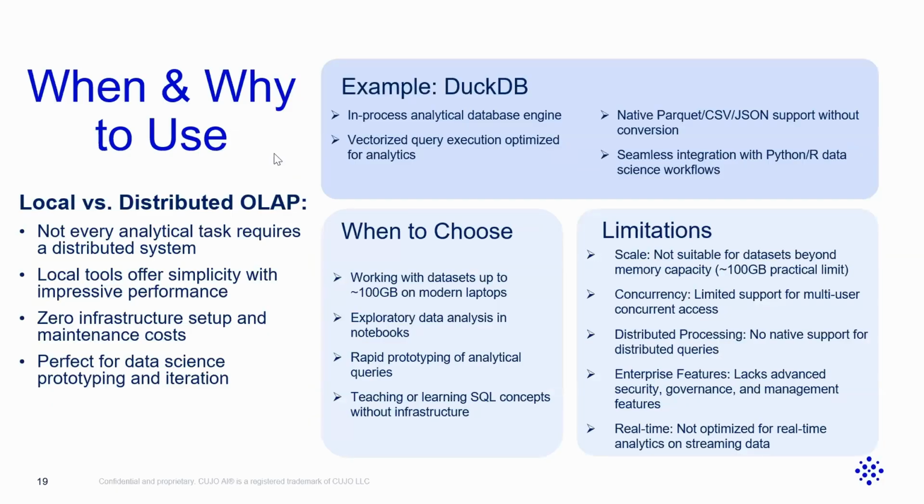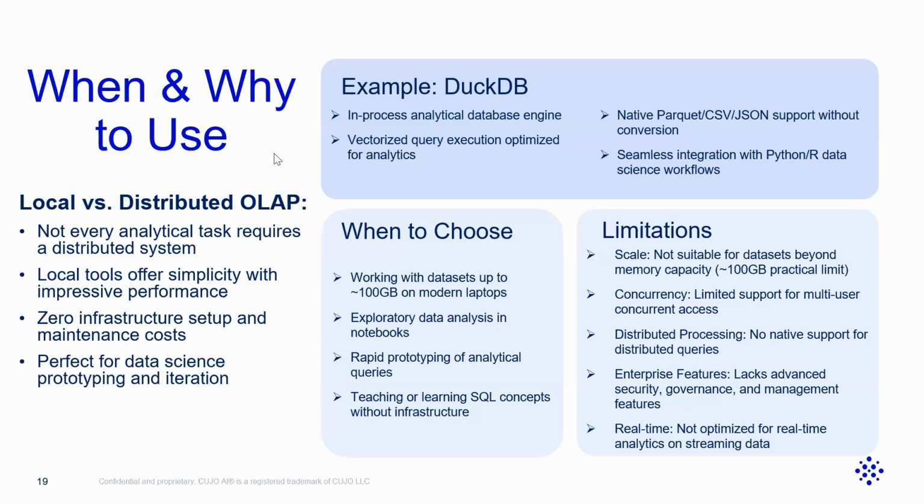When and why? It is pretty straightforward. It can be quite obvious that distributed OLAP systems have quite high maintenance and provisioning costs. There is usually infrastructure to set up and maintain. Then it might be overkill for a simpler use case. That's why there are local tools which offer simplicity without any drawback in performance. And this enables data scientists to perform prototyping or iteration over some sample of the bigger data set. And that can be quite convenient.